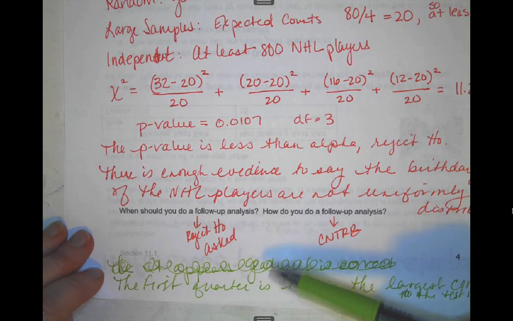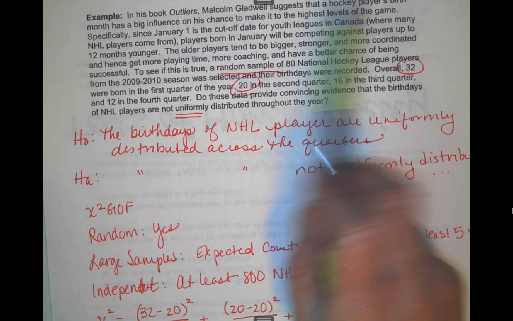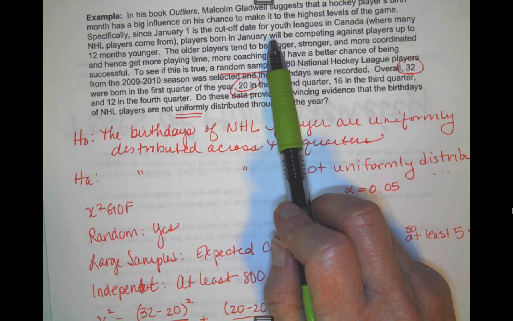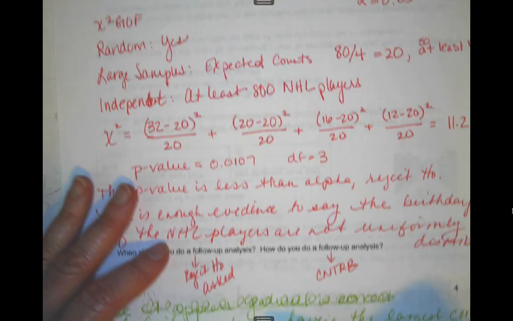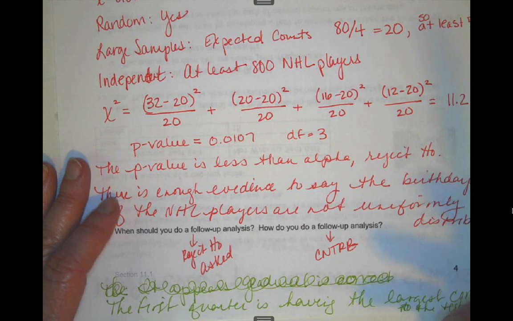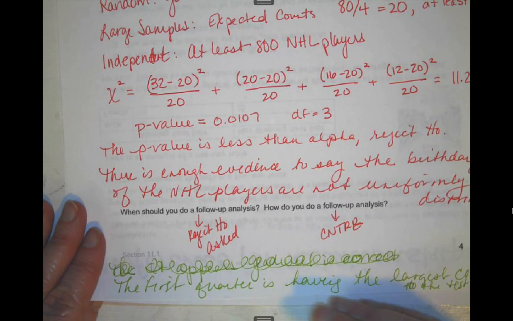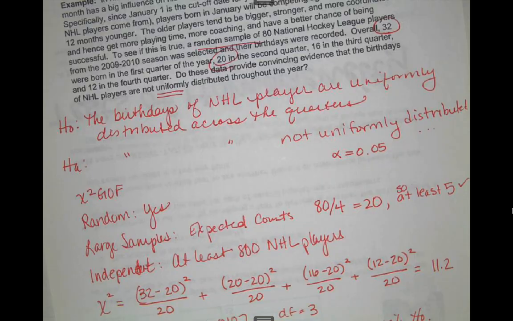What I was going to write here, which I'll comment on right now, is that his suggestion was that hockey players' birth month has a big influence, and so he felt that the players born in January were more likely to be in the NHL. So based on this, it does appear that he was correct, because that first quarter is having the most influence on everything. It appears that he was correct in his thinking that players born early in the year are more successful in the NHL. With the follow-up analysis, all you're doing is just stating which one is having the largest contribution on that final answer.